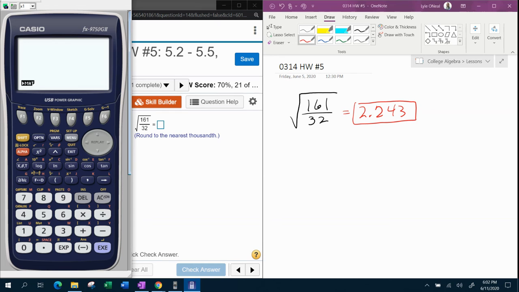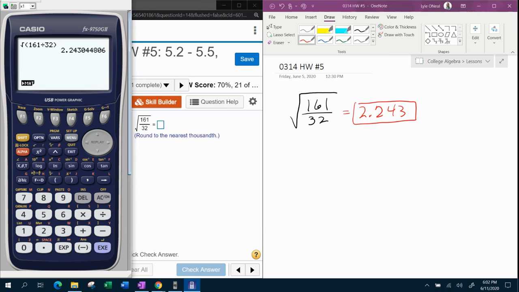Let's see, clear. There again, there's another way you could do it just to play it safe. If you do the square root and then an open parenthesis to make sure that everything is underneath, you can do the square root of 161 divided by 32. As long as you use the parentheses so that it says square root of the entire division problem, that's going to work for you also.